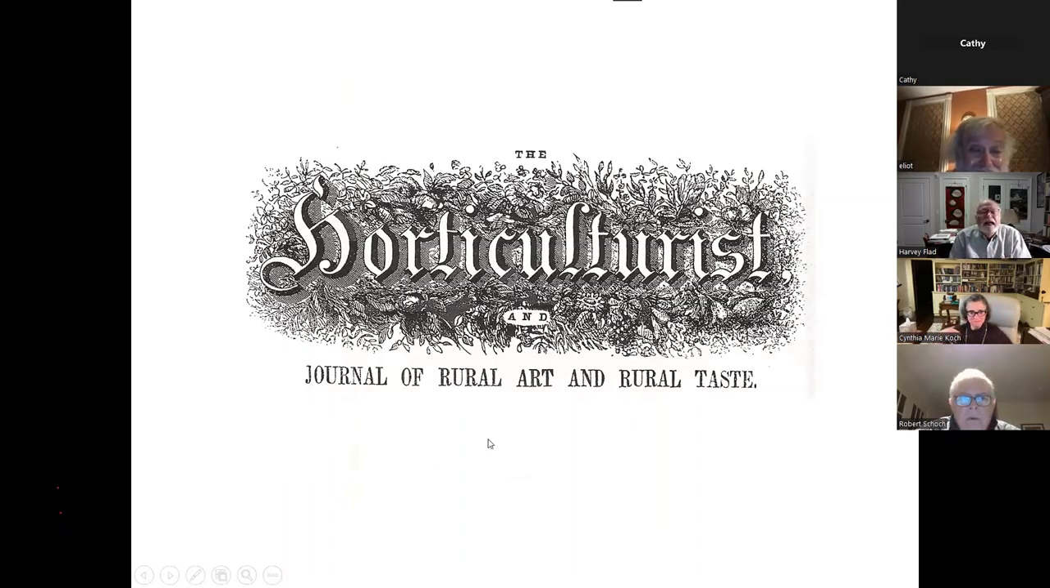Downing himself, besides the treatise and other volumes, became the editor of The Horticulturist, the Journal of Rural Art and Rural Taste. And in that monthly journal would be essays and so forth about projects that could or should or were being done. And he was that editor throughout his short life.